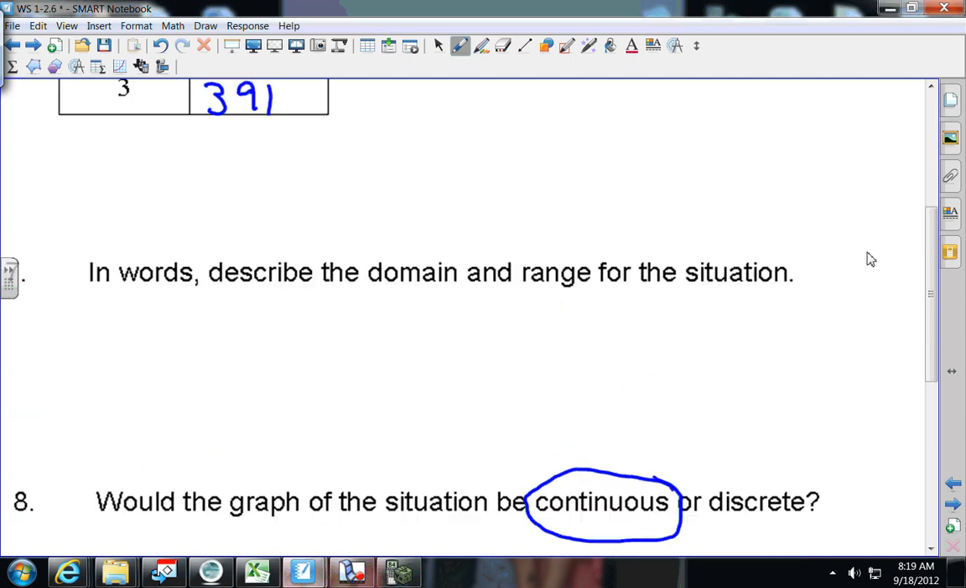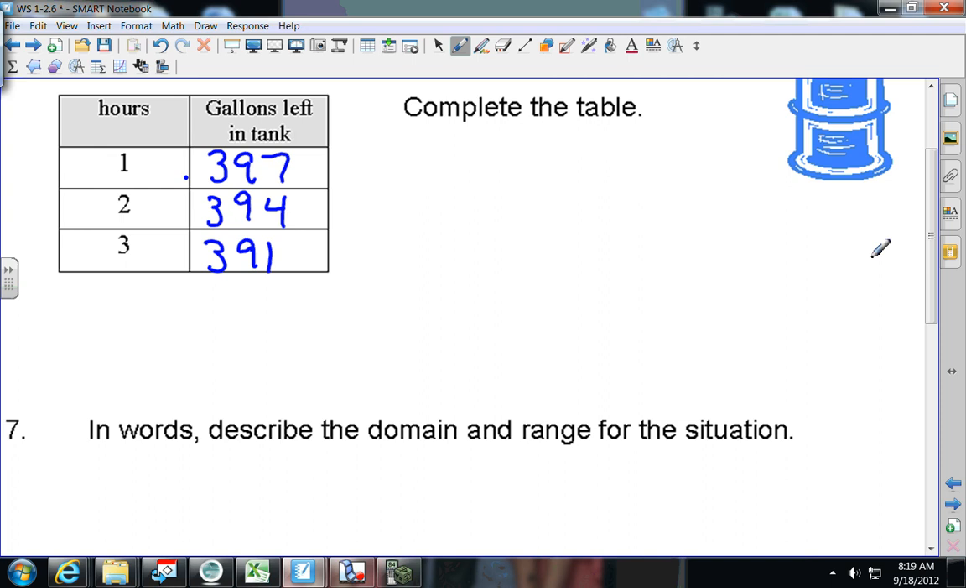Okay, so on this one, when it says describe the domain and range for the situation, even though it is continuous, my domain still has to start at a certain point. Because in a reasonableness, when you talk about hours, can you have negative hours? No. So you're going to go 0.